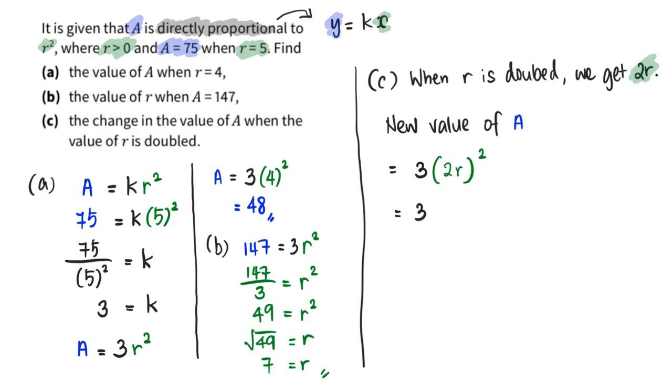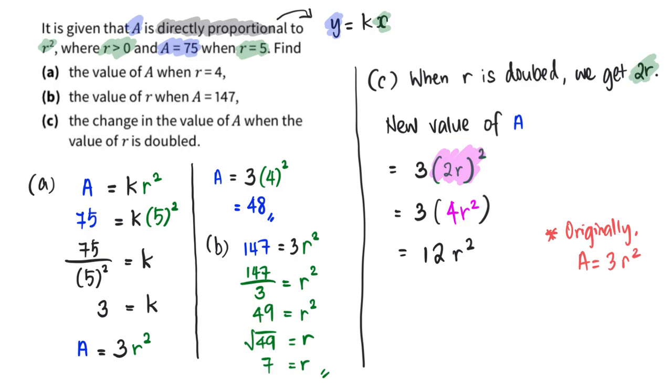So this will be equals to 2R times 2R. This part here will be equals to 4R squared. And therefore 3 times 4 is 12R squared. And do take note at this point, right? Originally, the A is equals to 3R squared, right?